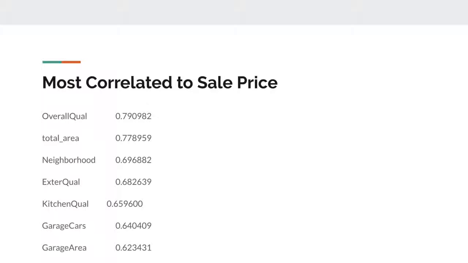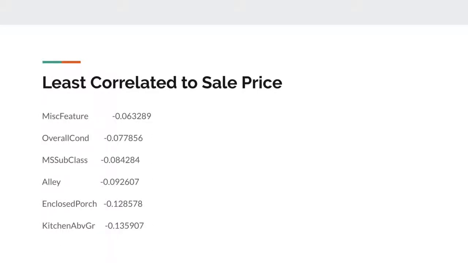On the other hand, we have the least correlated features to the sale price, and some of these are not really that important. The idea is to take them out of our modeling because they could be outliers and could cause some problems in our modeling. Some things are not even recognizable, like MS subclass, and you might need some experts to evaluate that type of feature.